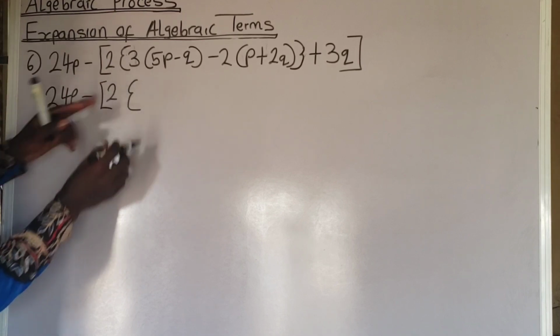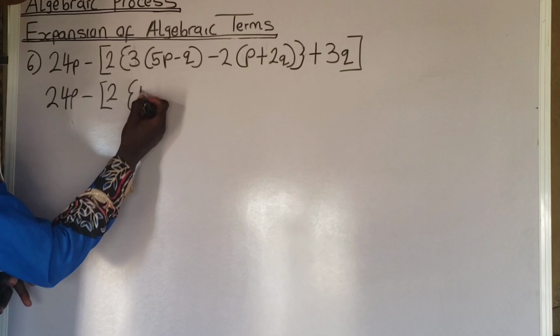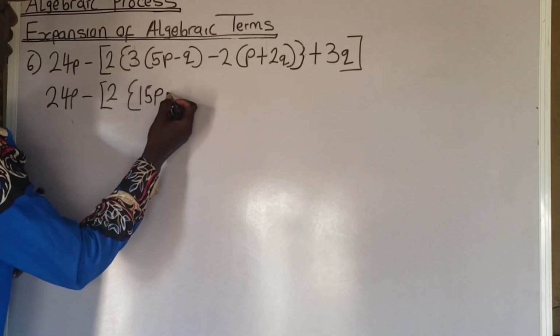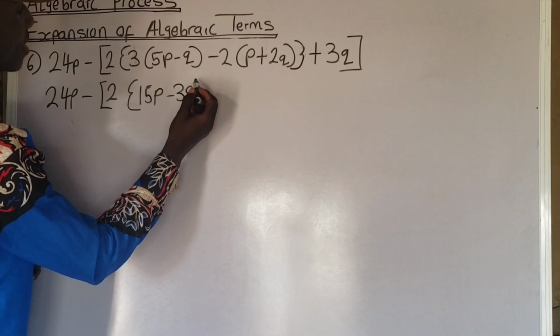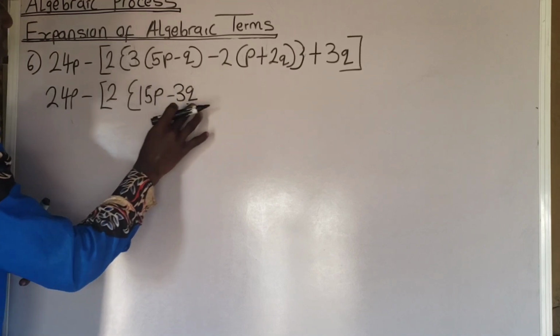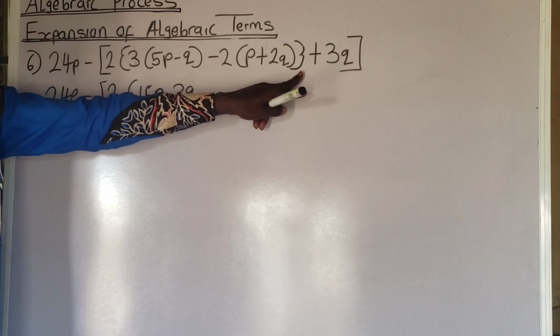3 multiplied by 5P, that is 15P. 3 multiplied by negative Q, that is what? Negative 3Q. Let's put this. I think this is where the curly bracket ends. Look at this. Pay attention.